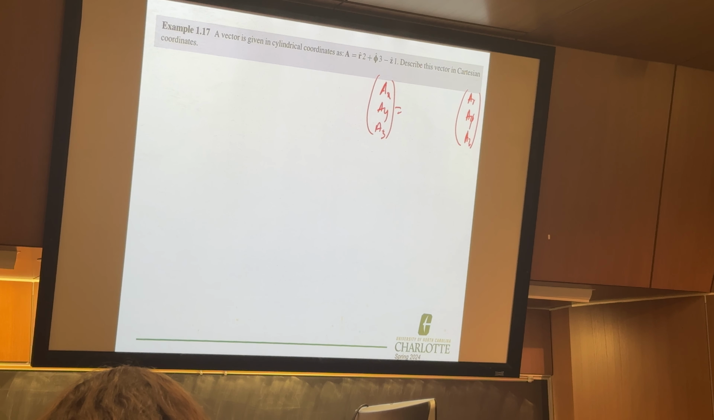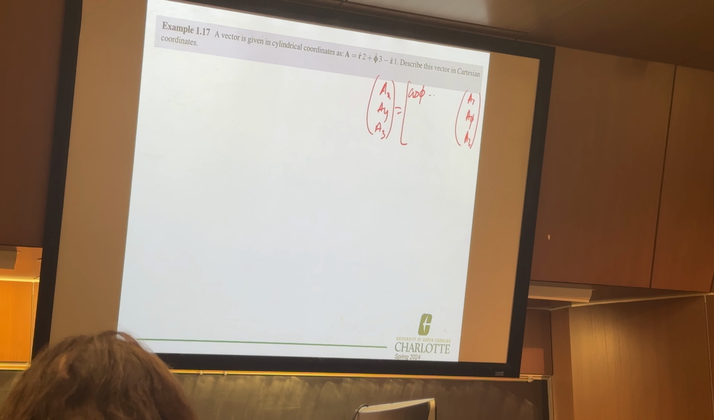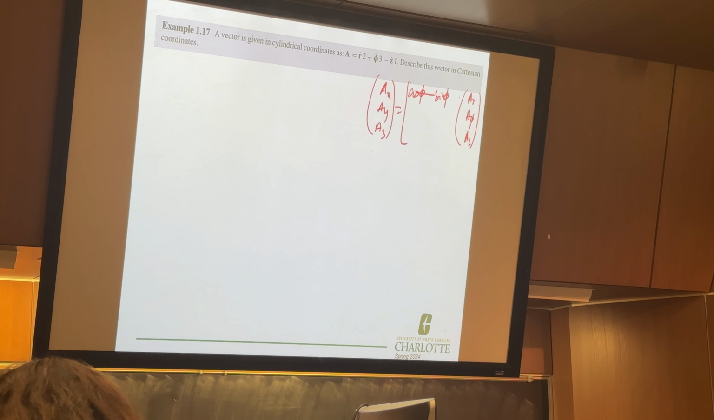Now what does this matrix look like? You can once again go back to the course notes, and you will see that it is cosine phi, minus sine phi, 0, and then sine phi, cosine phi, 0, and then 0, 0, 1.